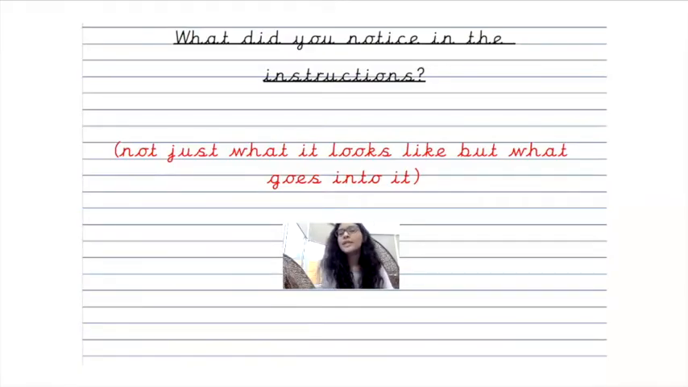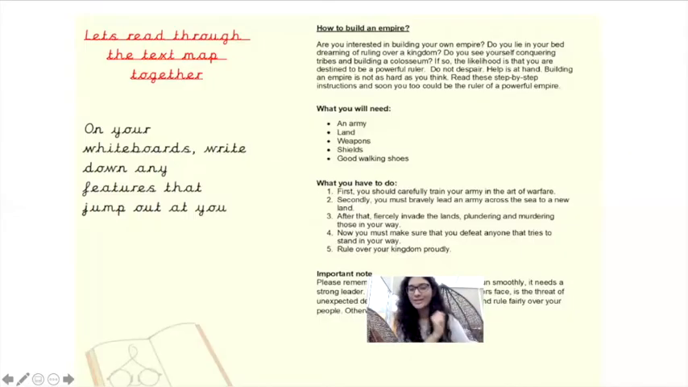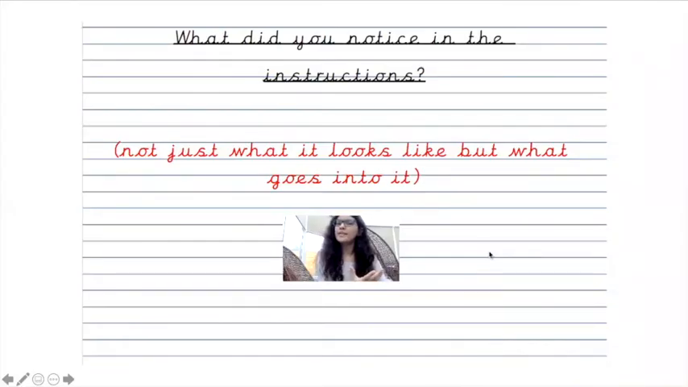What did you notice in the instructions? So if you want to have a look, these are the instructions. Just above my face, you can see the instructions. They are titled with what you have to do. So what do you notice about them? And I'm not asking what they look like necessarily, so not just that it's numbered, but what's actually included in the information in the instructions.